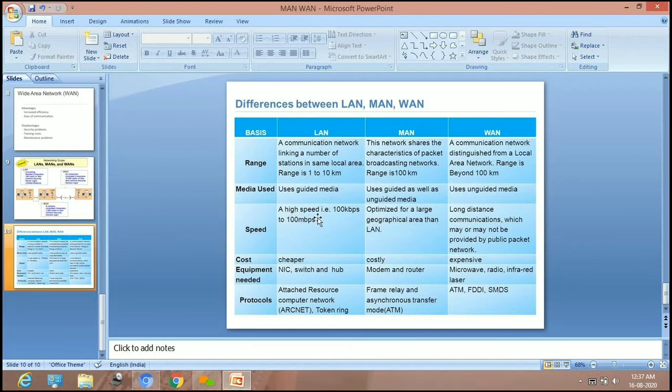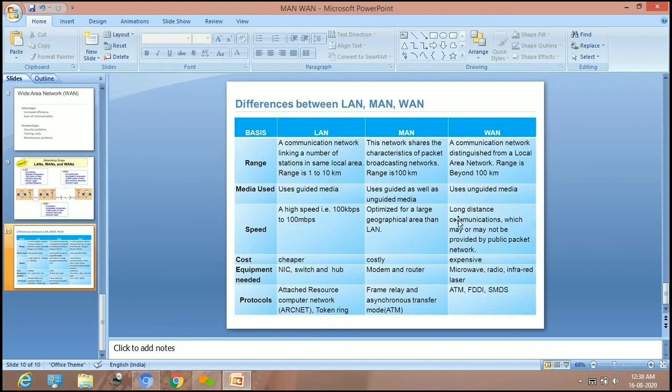Then we will talk about the speed. There will be a high speed, that is 100 kbps to 100 mbps, in the LAN. We will experience more speed there. When we talk about the MAN, it is optimized for a larger geographical area than LAN. And if we talk about the WAN, then there will be long distance communication, which may or may not be provided by a public packet network.